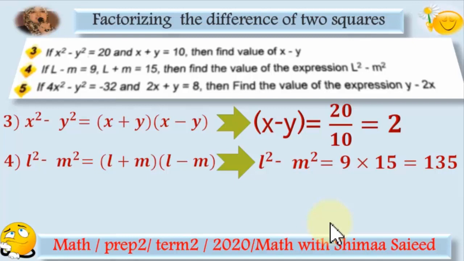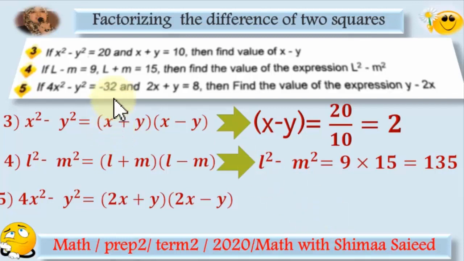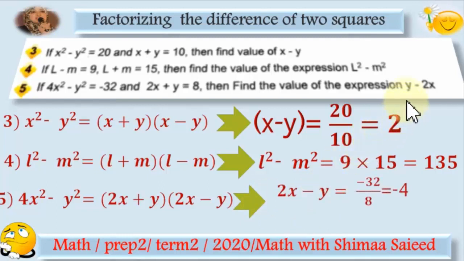What about the last question? 4x power 2 minus y power 2 equals negative 32 and 2x plus y equals 8. Then find the value of the expression y minus 2x. Okay, 4x power 2 minus y power 2 equals 2x plus y times 2x minus y. Here we have the value of 4x power 2 minus y power 2 and the value of 2x plus y, so we can calculate the value of 2x minus y. 2x minus y equals negative 32 over 8, which is negative 4. But he wants to get the value of y minus 2x, not 2x minus y. So we will change the sign of the result. y minus 2x equals positive 4, not negative.